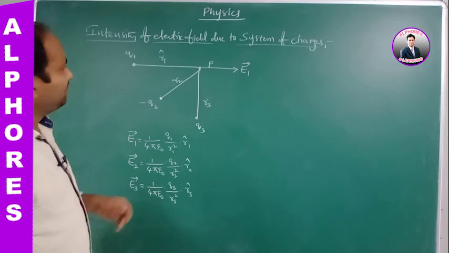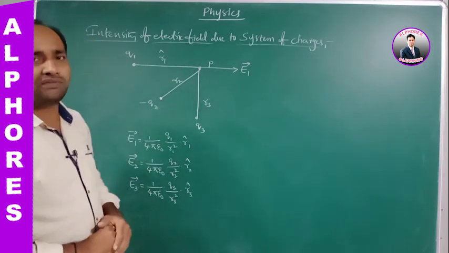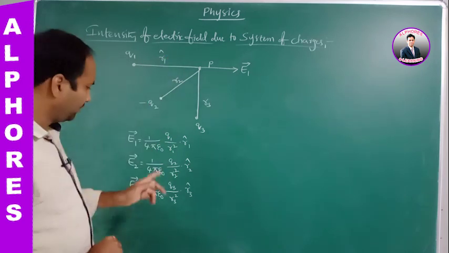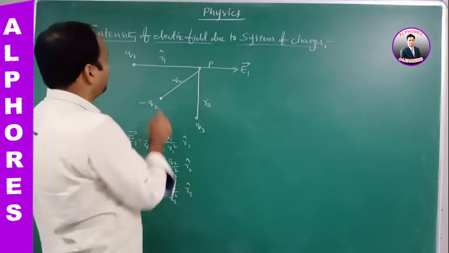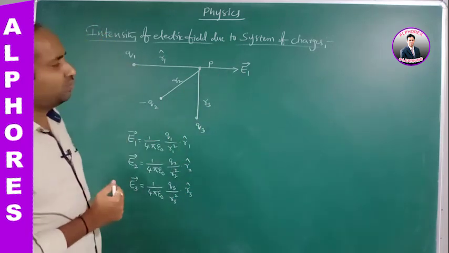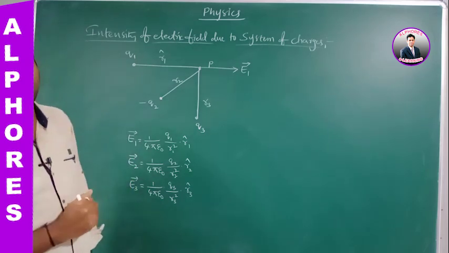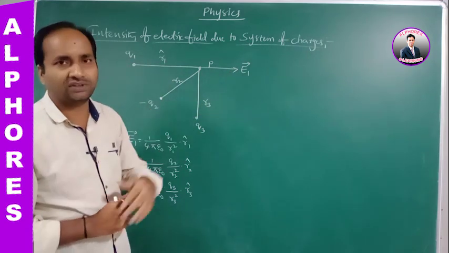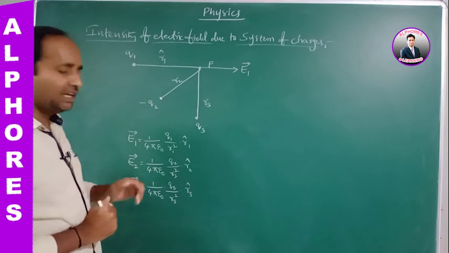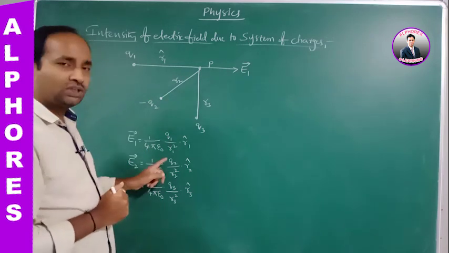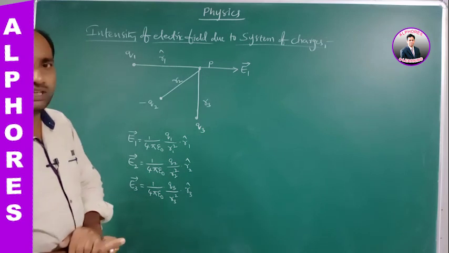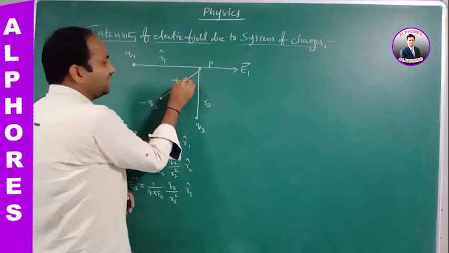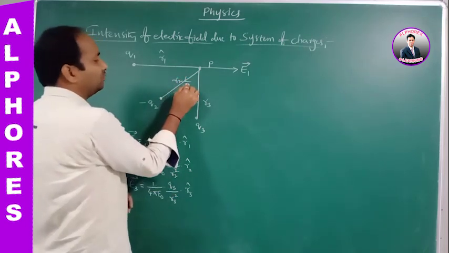Whenever we are calculating the intensity of electric field at any point P, the presence of other charges does not affect that force. E1 is already indicated because this charge is positive, and we know the direction of the electric field due to a positive charge is radially outwards. This is the direction of E1. And what is the direction of E2? Its magnitude is 1 by 4 pi epsilon naught, q2 by r2 square, into r2 cap. This charge is negative, so the direction of E2 is radially inwards. This is the direction of E2 bar.